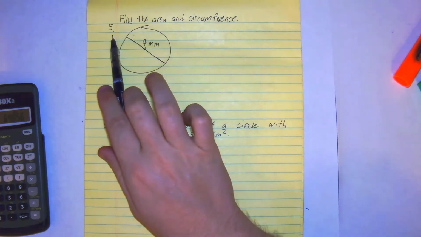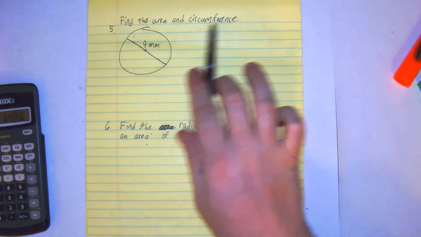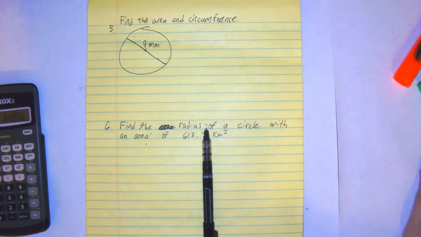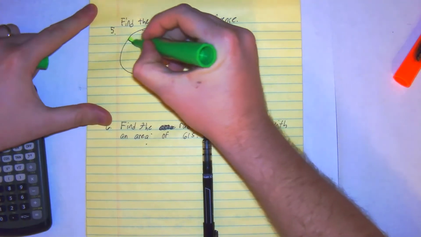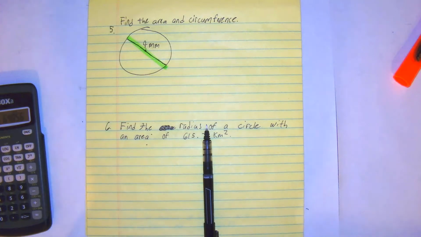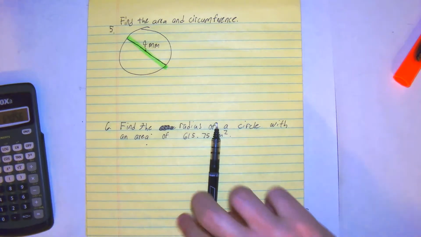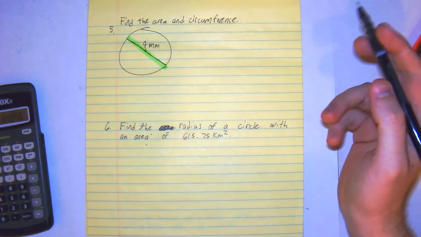We're going to look at number 5. Number 5 says find the area and circumference of the circle. What we have here is a diameter. So first we want to find a radius to use our formulas.